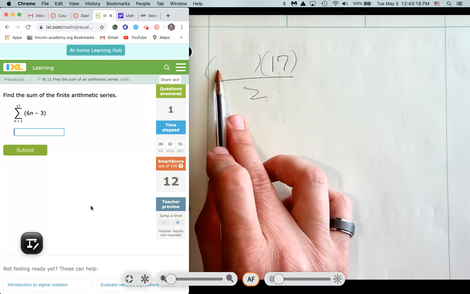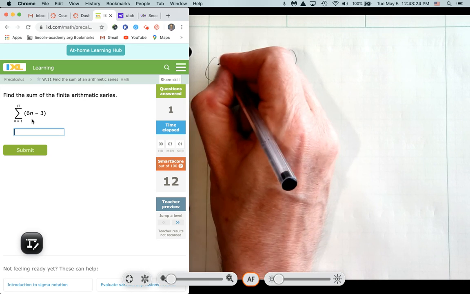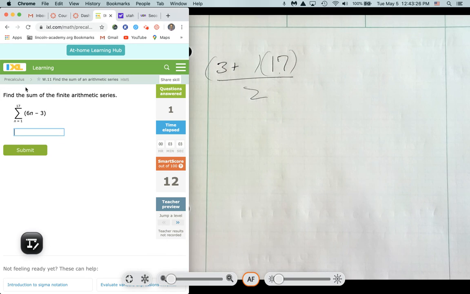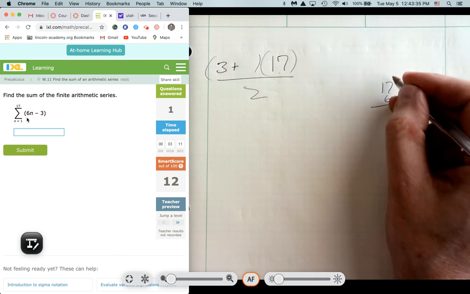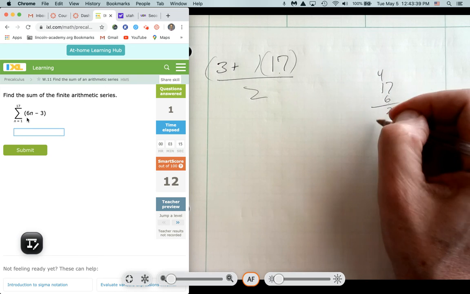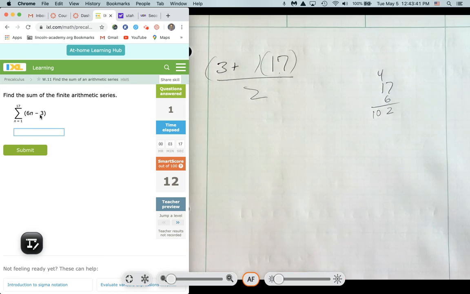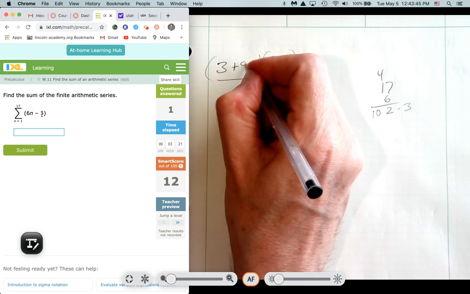Let's find the first term in this sequence. So if I plug a 1 in, what's the first term? 6 times 1 is 6. 6 minus 3 is 3. So my first term is 3. Then I'm going to add it to the last term. Now my last term is the 17th term. So if I plug a 17 in here, and you might have to do this off to the side, 17 times 6 is what? 102. Minus the 3, don't forget to minus the 3. That is 99, so I'm going to add 99.